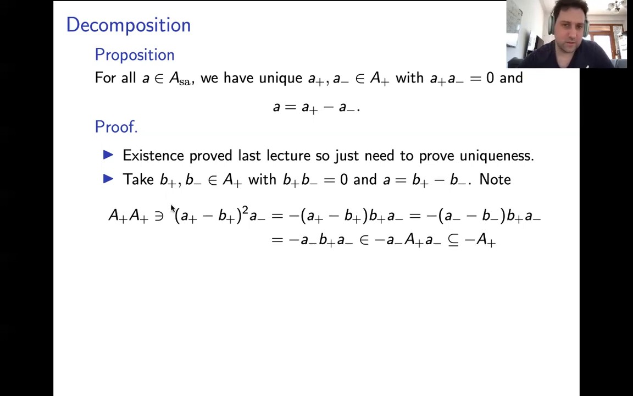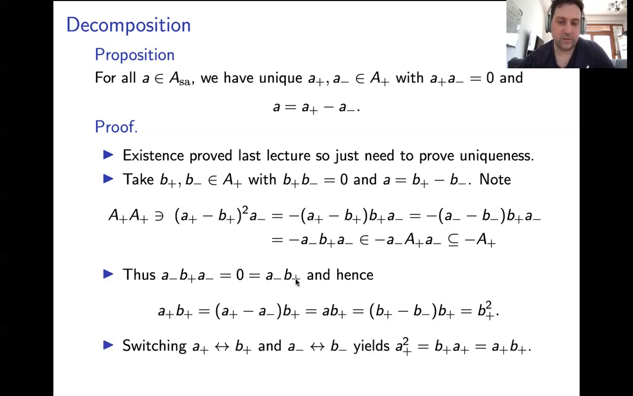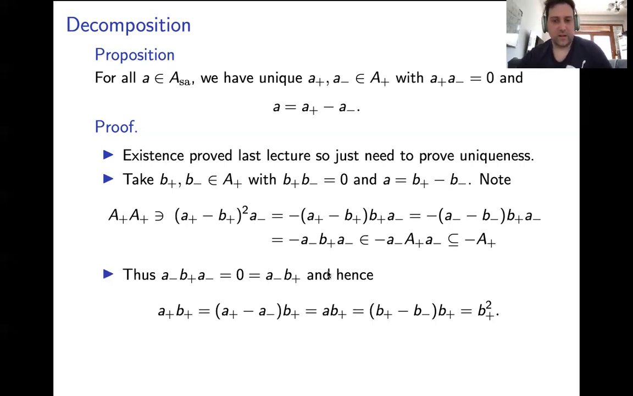But remember, we just showed a slide or two ago that there is only one element which satisfies those conditions, and that's zero, right? So this tells you that A minus B plus A minus is equal to zero. And again, on the previous slide, we showed that this kind of expression being zero is really just saying that the first part, the A minus times B plus, is zero. Okay, so that's part of the work done.